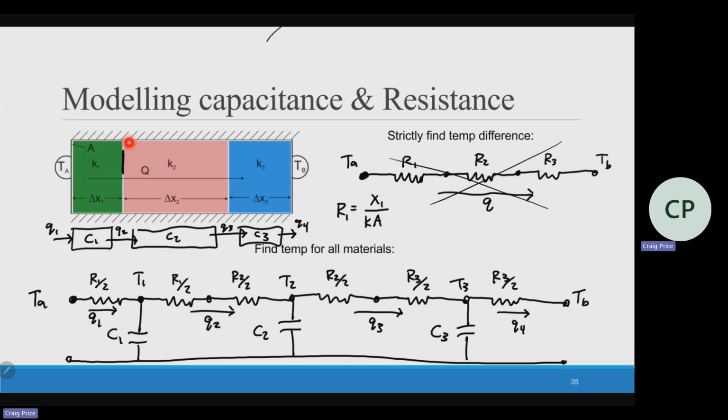just knowing this flow rate is actually a combination of these two resistors, R2 over 2 plus R3 over 2. That's really the resistance going from the middle of this material to the middle over here, because we want to find temperatures at the middle, a nice average temperature. Questions?